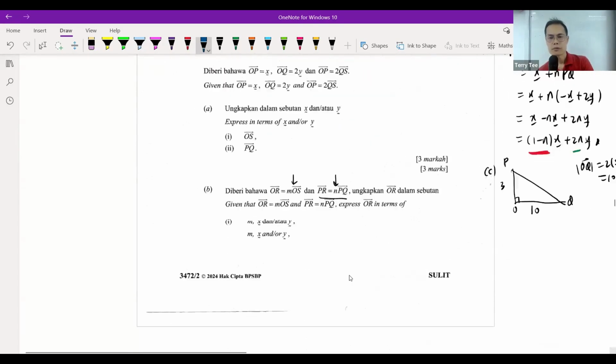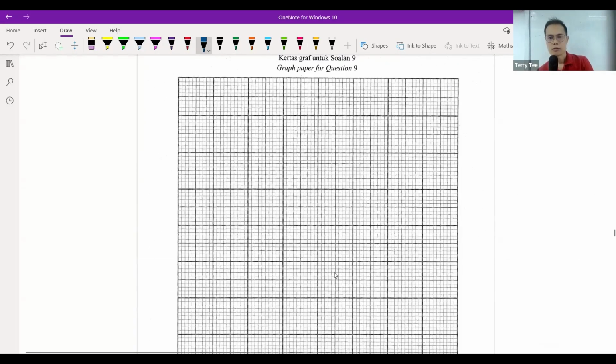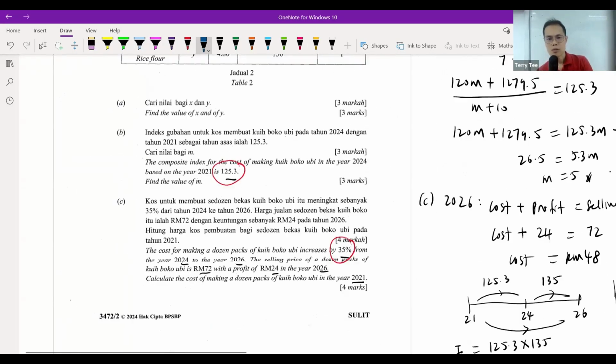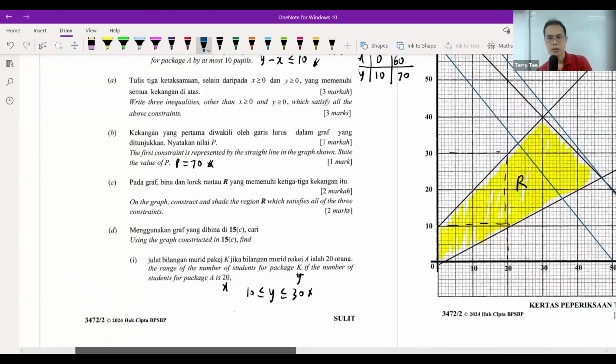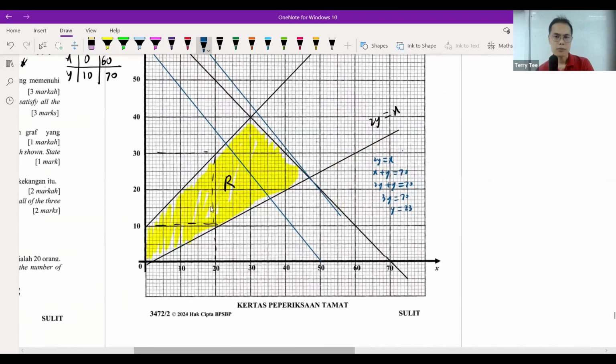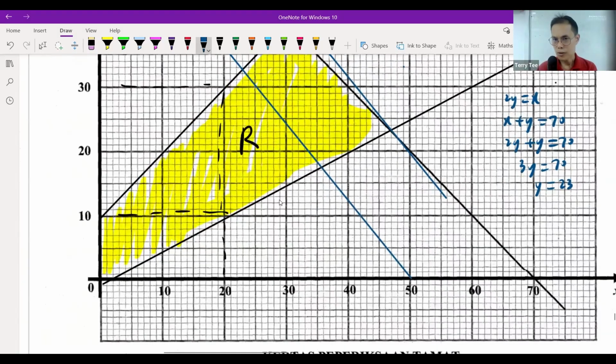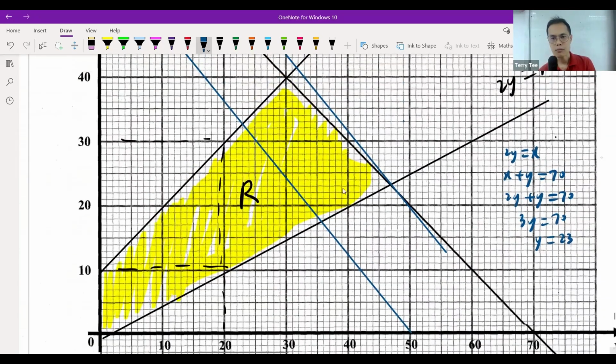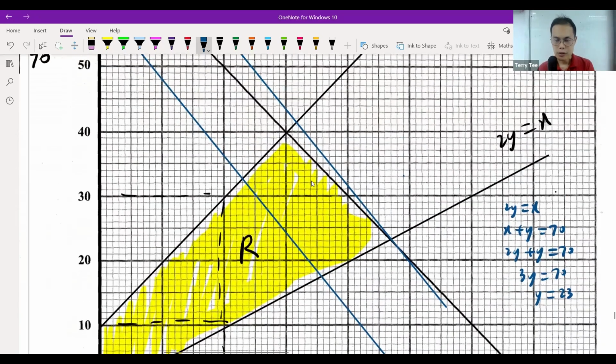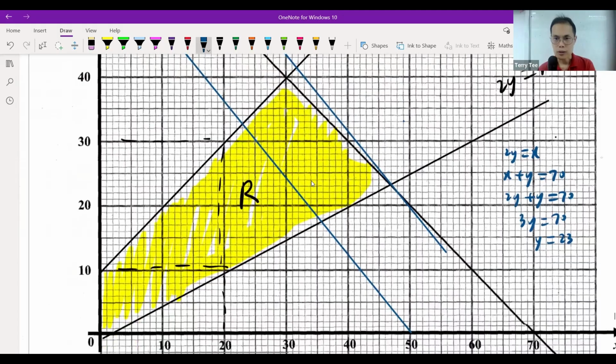Where's my graph? Yes, 47 is outside the region. Although it looks okay when you look at it, through calculation we figure that 47 is actually outside. So my graph is not that accurate. We should take 46, 23, which is this point.